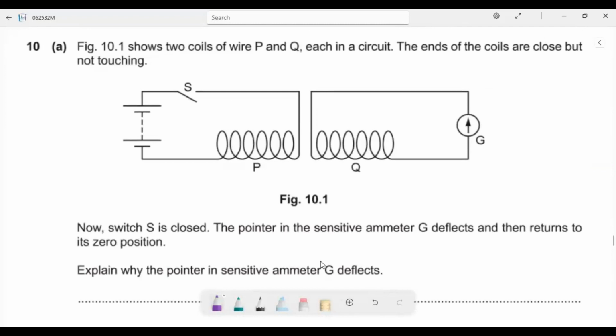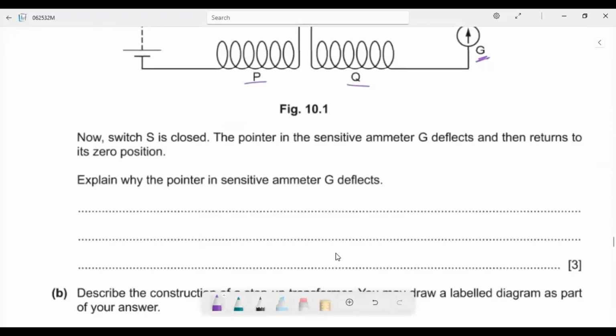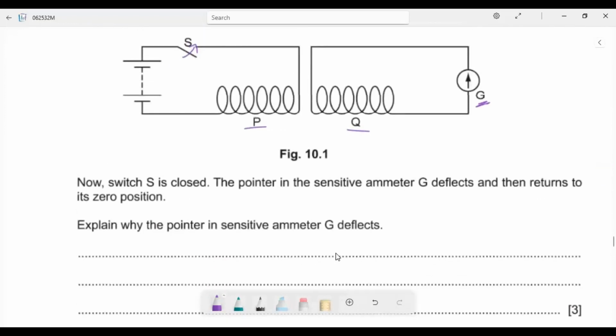Next, figure 10.1 shows two coils of wire P and Q. P is there, Q is there in each circuit. The ends of the coil are closed but not touching. So this is not being touched. Now switch S is closed. The pointer in the sensitive ammeter G will deflect and then turn to zero position. Explain why the pointer in sensitive ammeter G is deflecting.